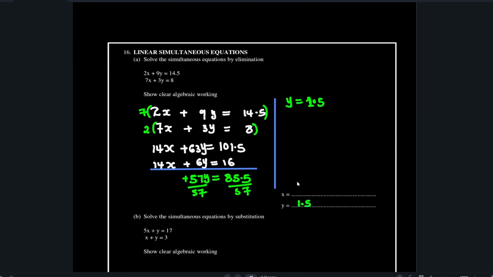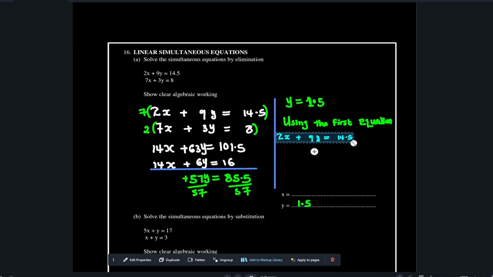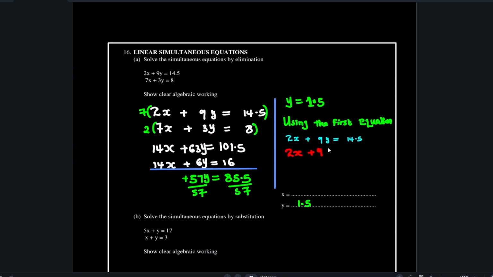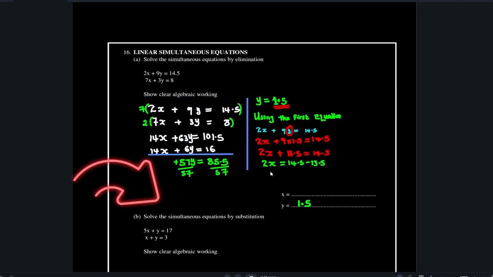We have y. But for us to find x, we are going to substitute the answer we have in the first equation. You can use any of the equations, so let us use the first equation here. Anywhere you have y, you replace that with 1.5, and then we're going to remain with 2x plus 13.5. You take it to the other side, it's going to be 2x equals 14.5 minus 13.5, which is going to translate to 1. Our answer is going to be 0.5.